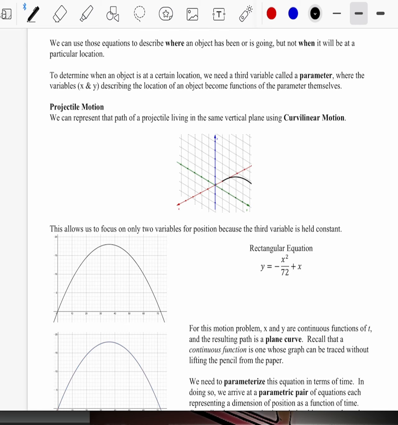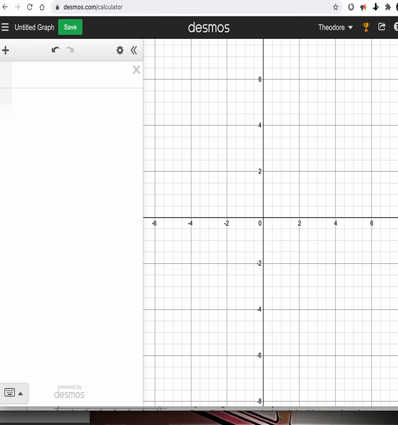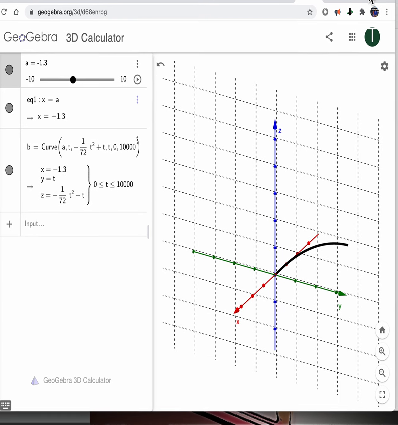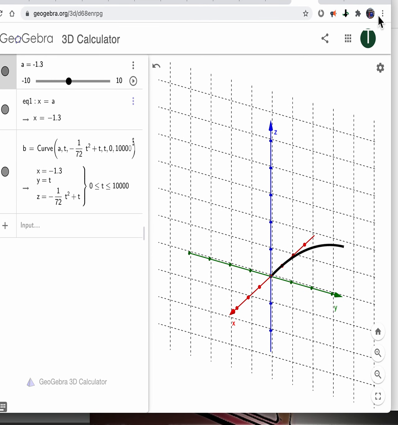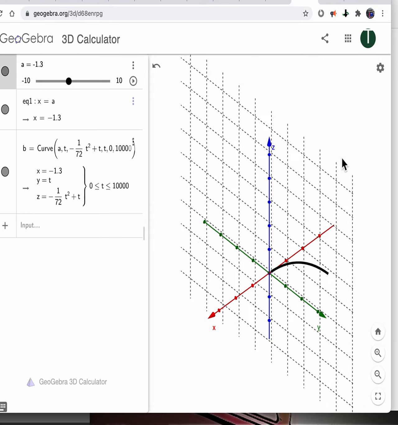So I created a quick demonstration of what that would look like using GeoGebra. You don't need to really worry about the commands on the left-hand side. It's really just this. So you have a curve.